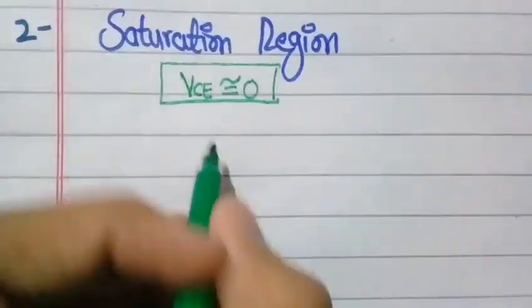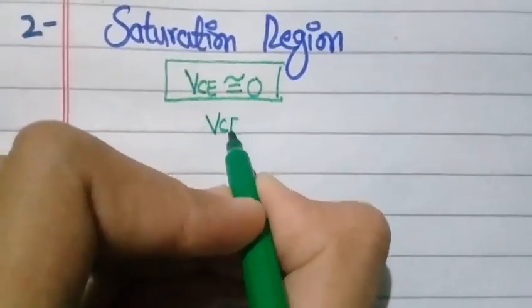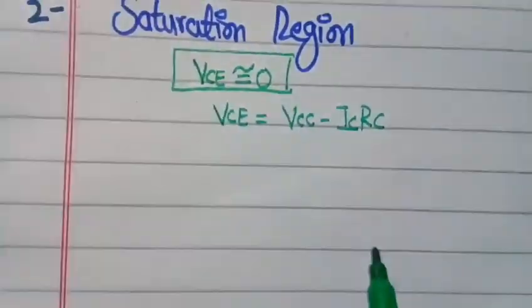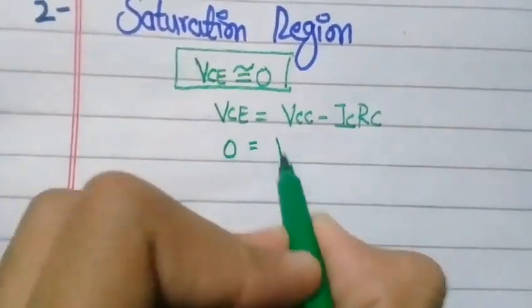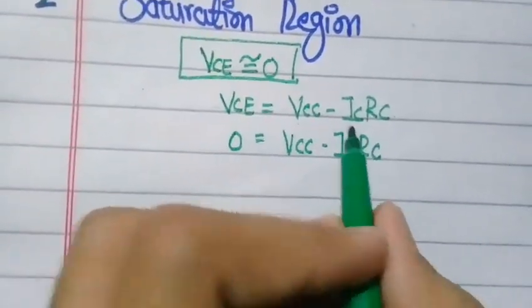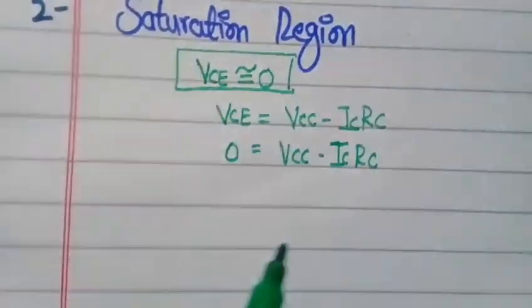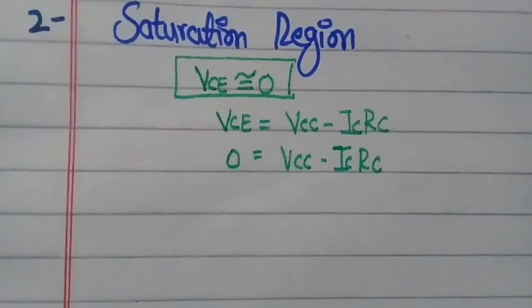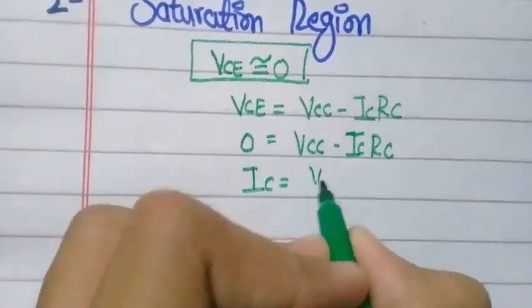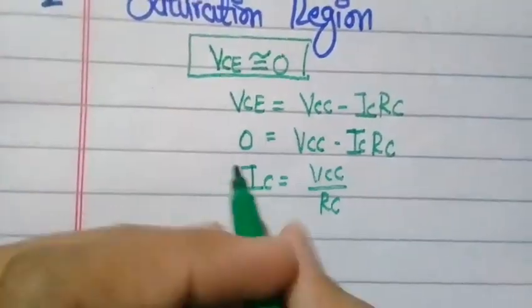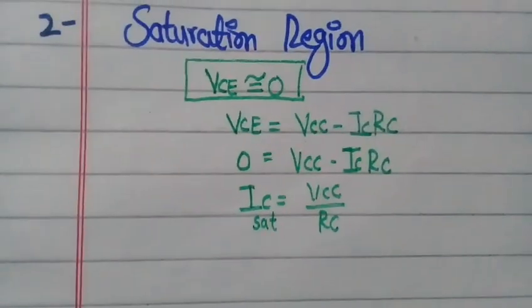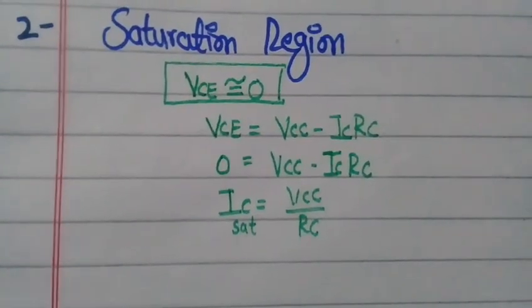And when VCE is equal to 0, we use the formula VCE equals VCC minus IC into RC. When VCE is equal to 0, this equation becomes VCC minus IC into RC equals 0. Here we derive IC because in output characteristics of the transistor, we take IC on the y-axis. So IC will be equal to VCC over RC. This IC will be called IC saturation. In this saturation region, IC is equal to VCC over RC.